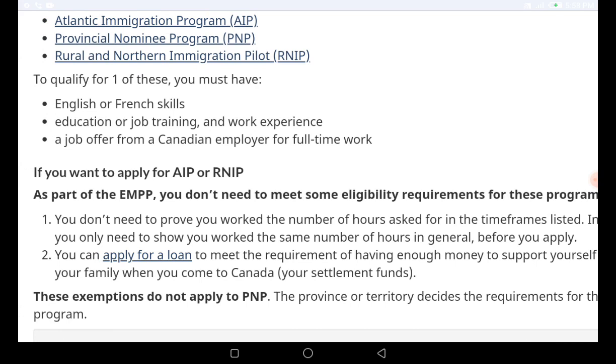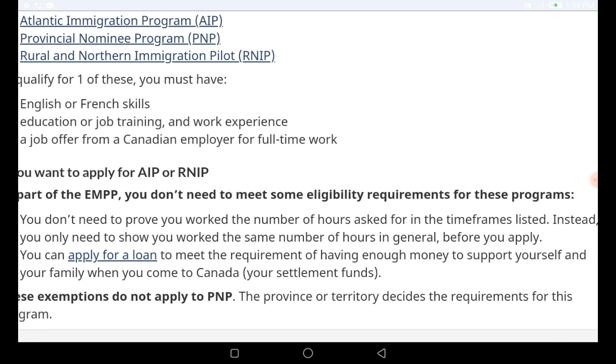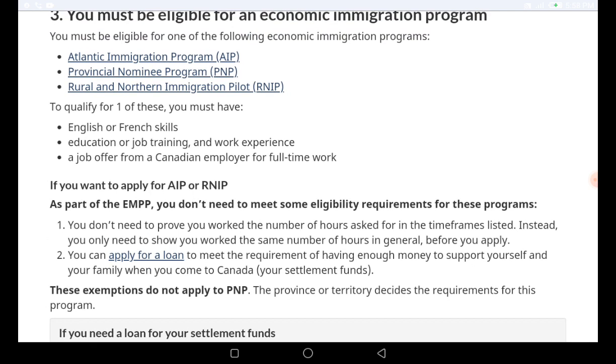Okay, so you don't need to prove you worked the number of hours asked for in the time frame listed. You know, in most cases they will say you should prove that the work you've done previously was paid for. Okay, so that is what they are trying to explain here. You only need to show that you worked the same number of hours in general before you apply. You can apply for a loan to meet the requirement for having enough money to support yourself and your family when you come to Canada. That is your settlement fund.